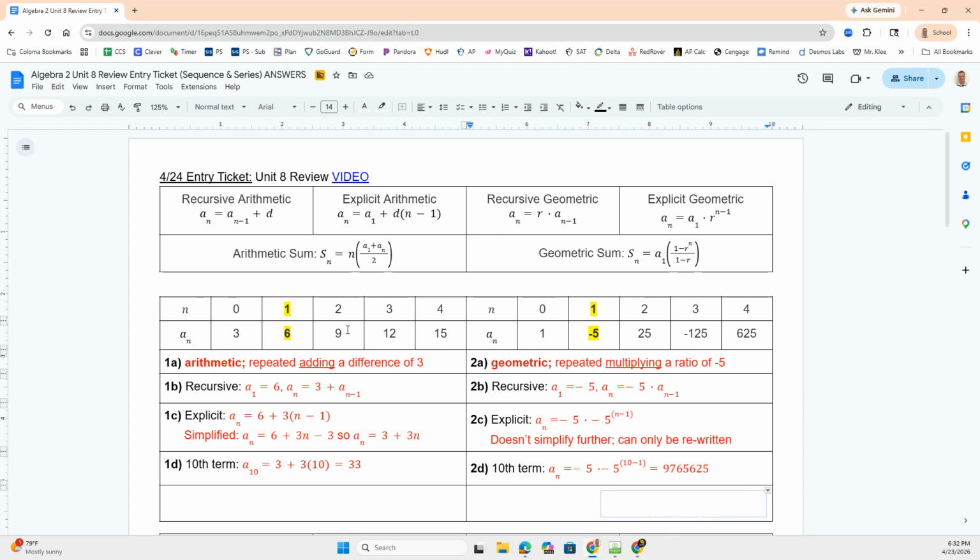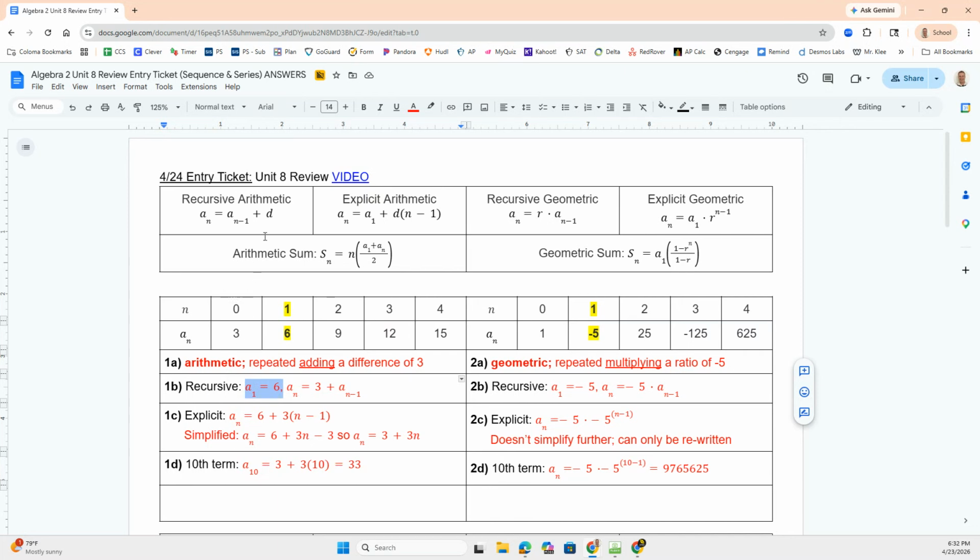3 plus 3 is 6. 6 plus 3 is 9. 9 plus 3 is 12. 12 plus 3 is 15. And then we're asked, what's the recursive rule? Well, our A1 value, our first value, would be 6. And then what are we doing? We are repeatedly adding 3 to whatever the previous value is.